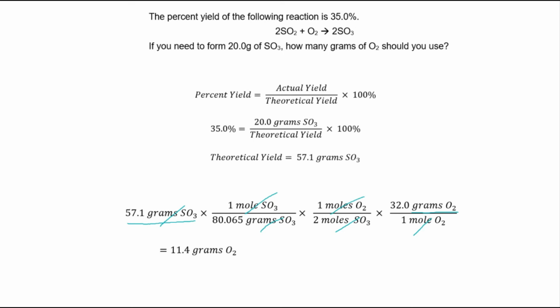This is huge in chemical industry because if you have a reaction that only goes to 35%, it's very important for you to know how much of each of your reactants you need to form a certain amount of products. So these kind of calculations are used every day all around the world. And now you know how to do it too.